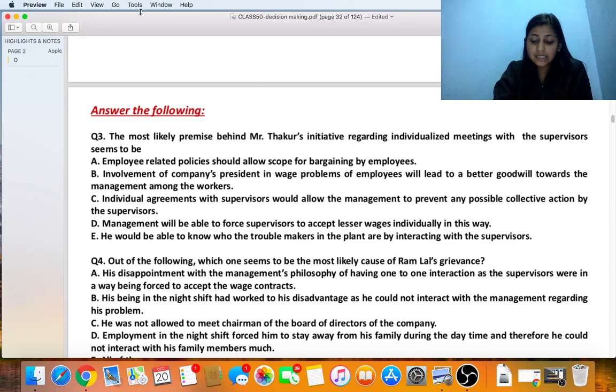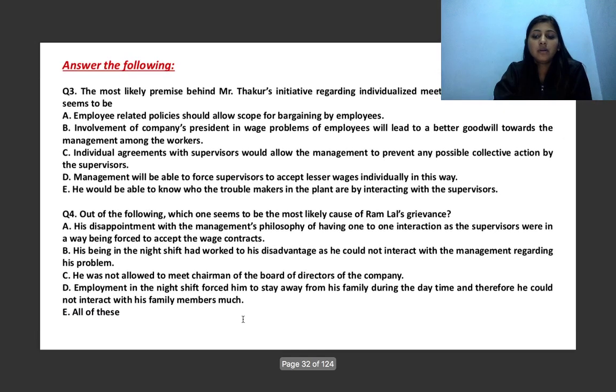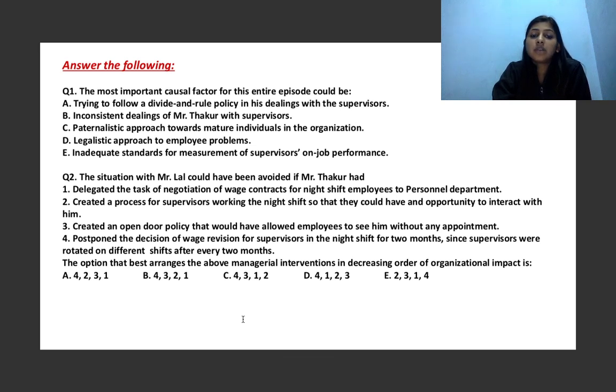Okay, so last question. I see some of you are having a doubt. The situation with Mr. Lamral could have been avoided if Mr. Thakur had. So they are talking about avoiding this whole situation. It is organizational impact, but in respect to this situation. So fourth, postpone the decision of wage revision for supervisors in the night shift for 2 months, since supervisors were rotated on different shifts after every 2 months. That would lead to a further situation. Maybe all the day shift supervisors would have protested against it. So that would have become even one more situation.